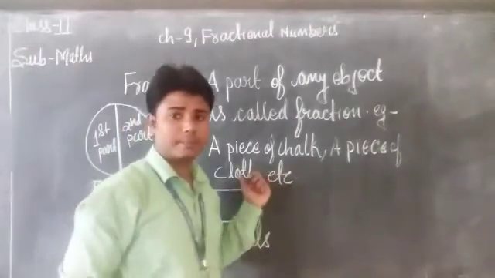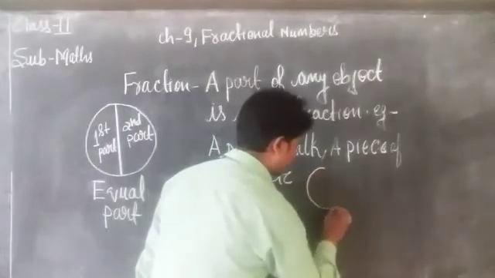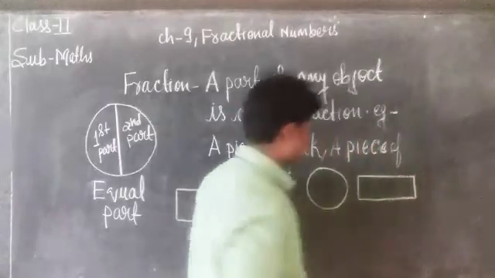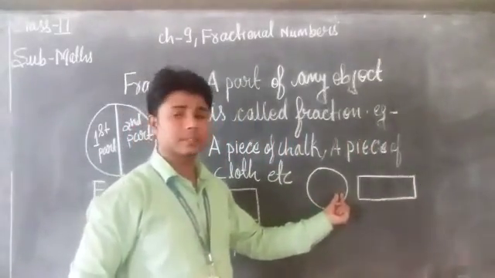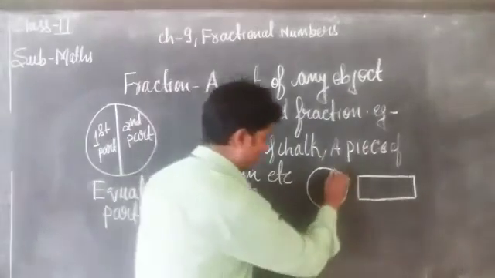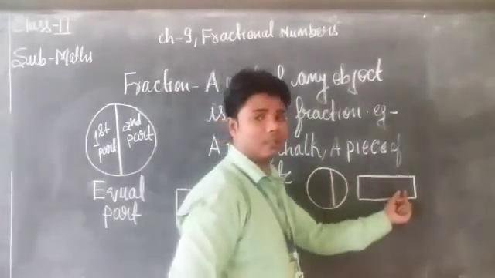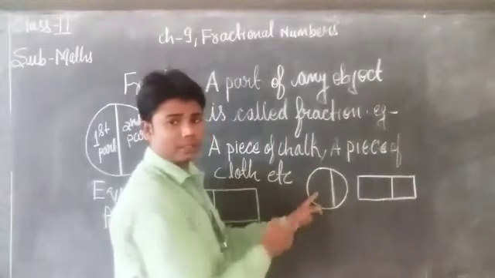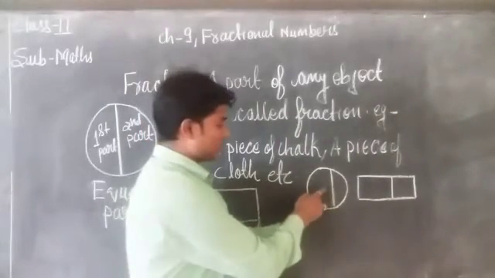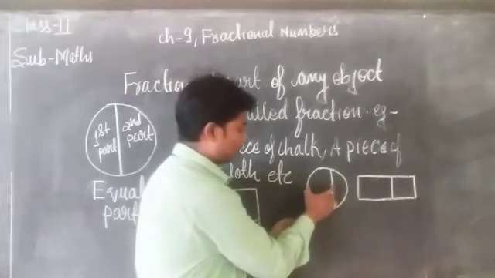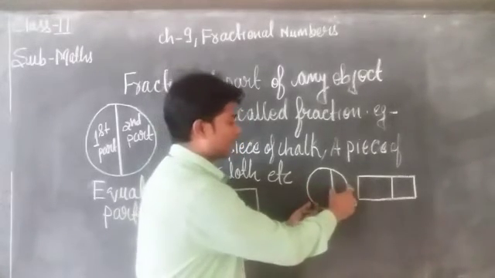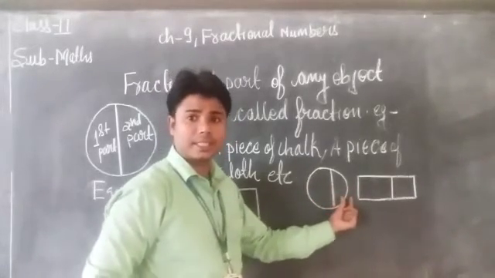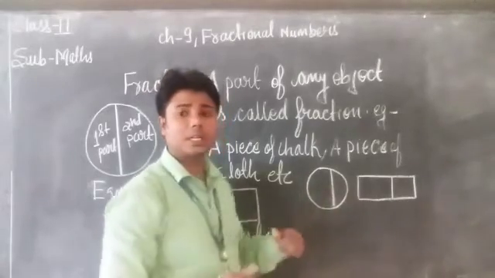Now again I am going to take the same example of a circle. Again I am going to draw the circle as well as a rectangle. Now I am going to divide this circle into two parts. Let's divide it, and the rectangle also into two parts. See, the first part of this circle is bigger than the second part. It means both parts are not equal in size. It means both parts are unequal.